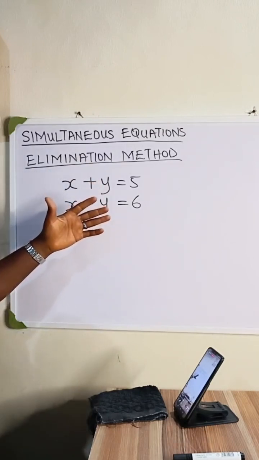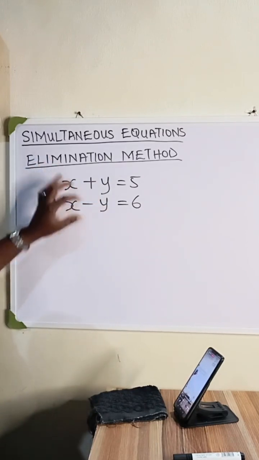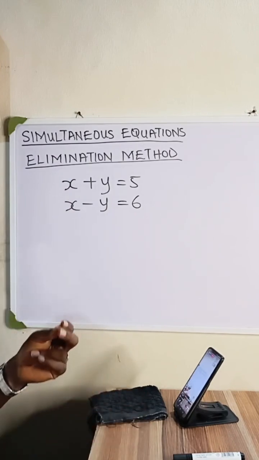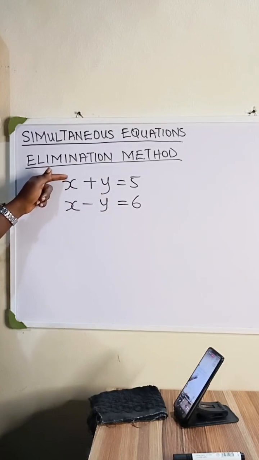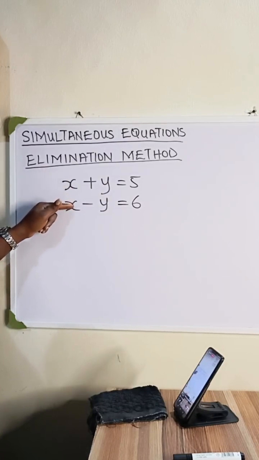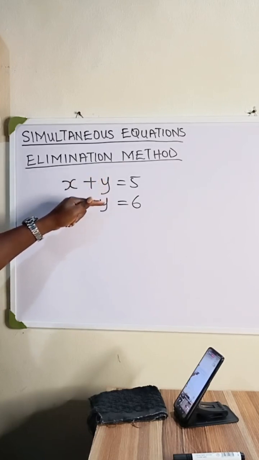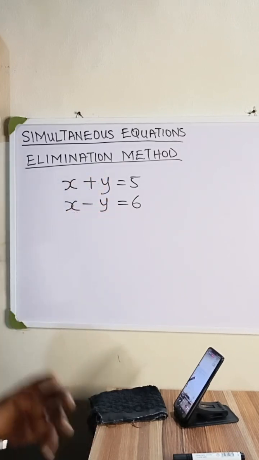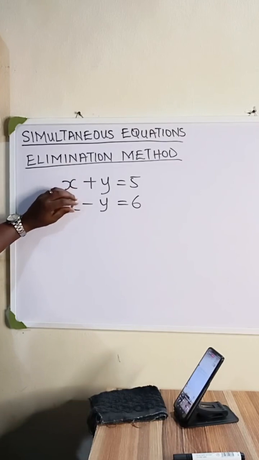Why are they simultaneous equations? First, there are two equations, which gives us an idea that they are simultaneous equations. Secondly, they have the same variables. There is x as a variable here, there is x as a variable here. There is y as a variable here, there is also y as a variable here. So since they have the same set of variables, they can be called simultaneous equations. And when you are solving them, you must solve them together.